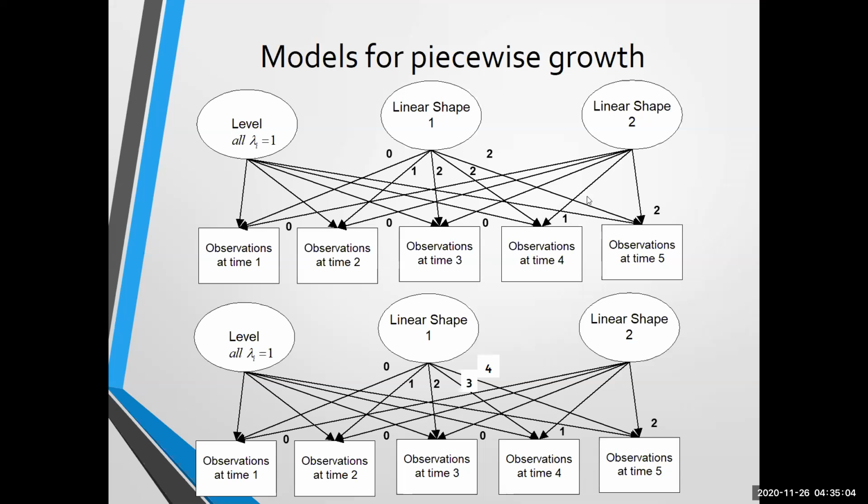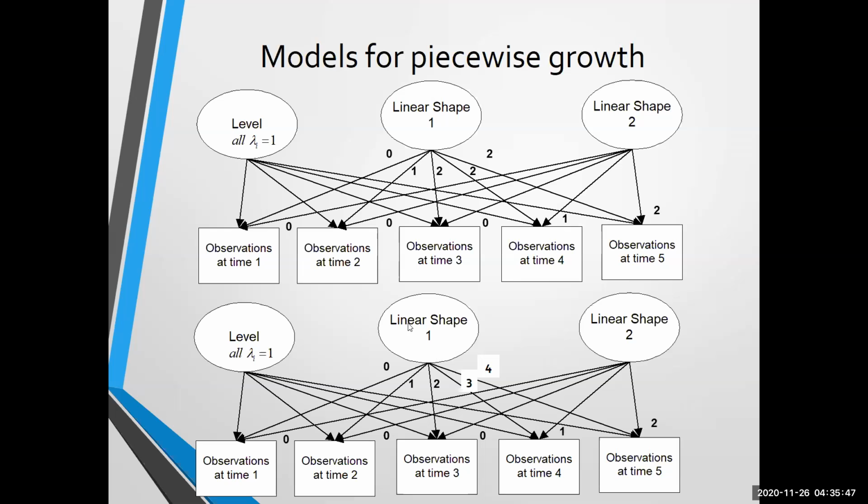Now, for this specification here, it's actually a misnomer to call this middle factor a linear shape, because you see it goes 0, 1, 2, 2, 2, so it's not really linear. Okay. Now, a second specification is to make the middle linear shape an actual linear shape, 0, 1, 2, 3, 4, and then the second linear shape starts after the transition. So something happens here, and then the second linear shape picks up with 1, 2, right?